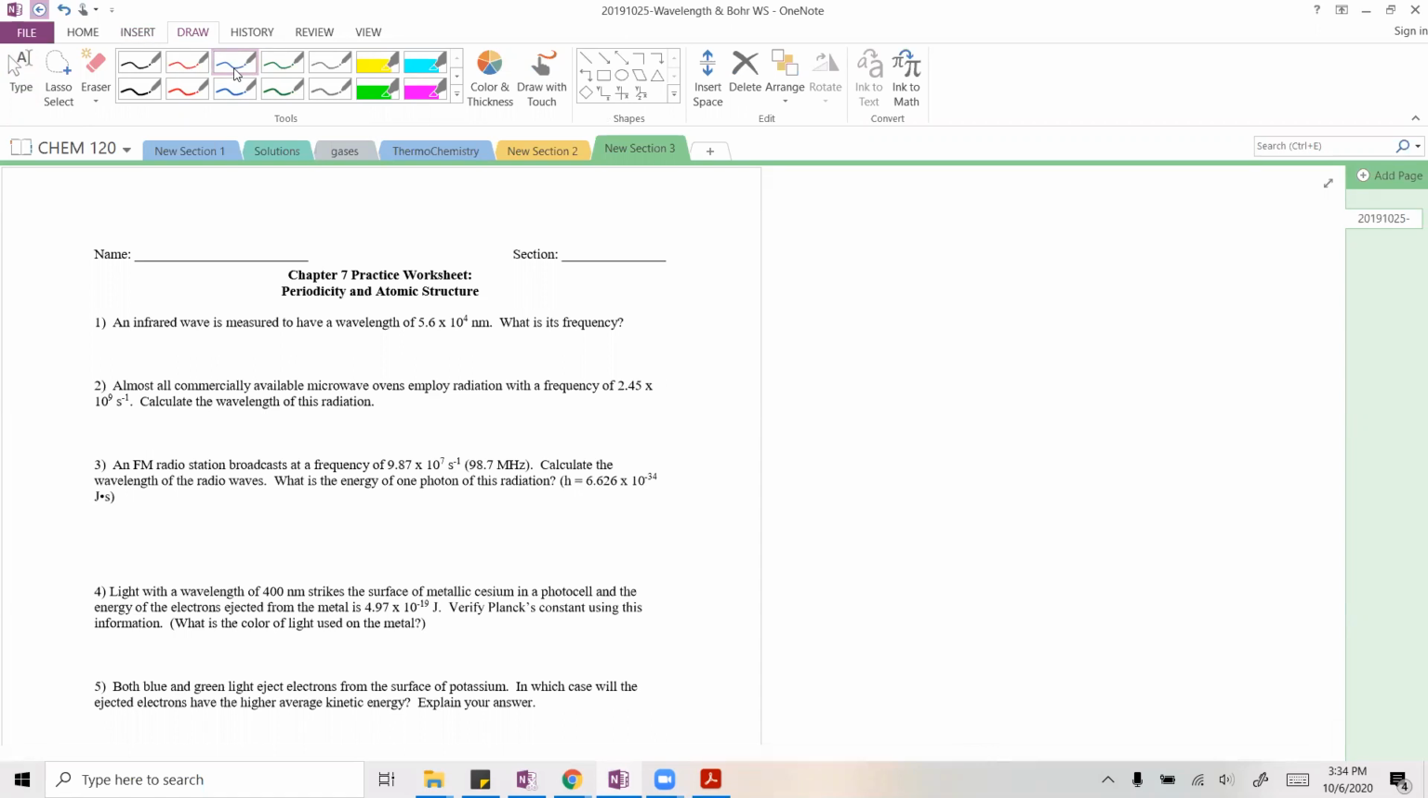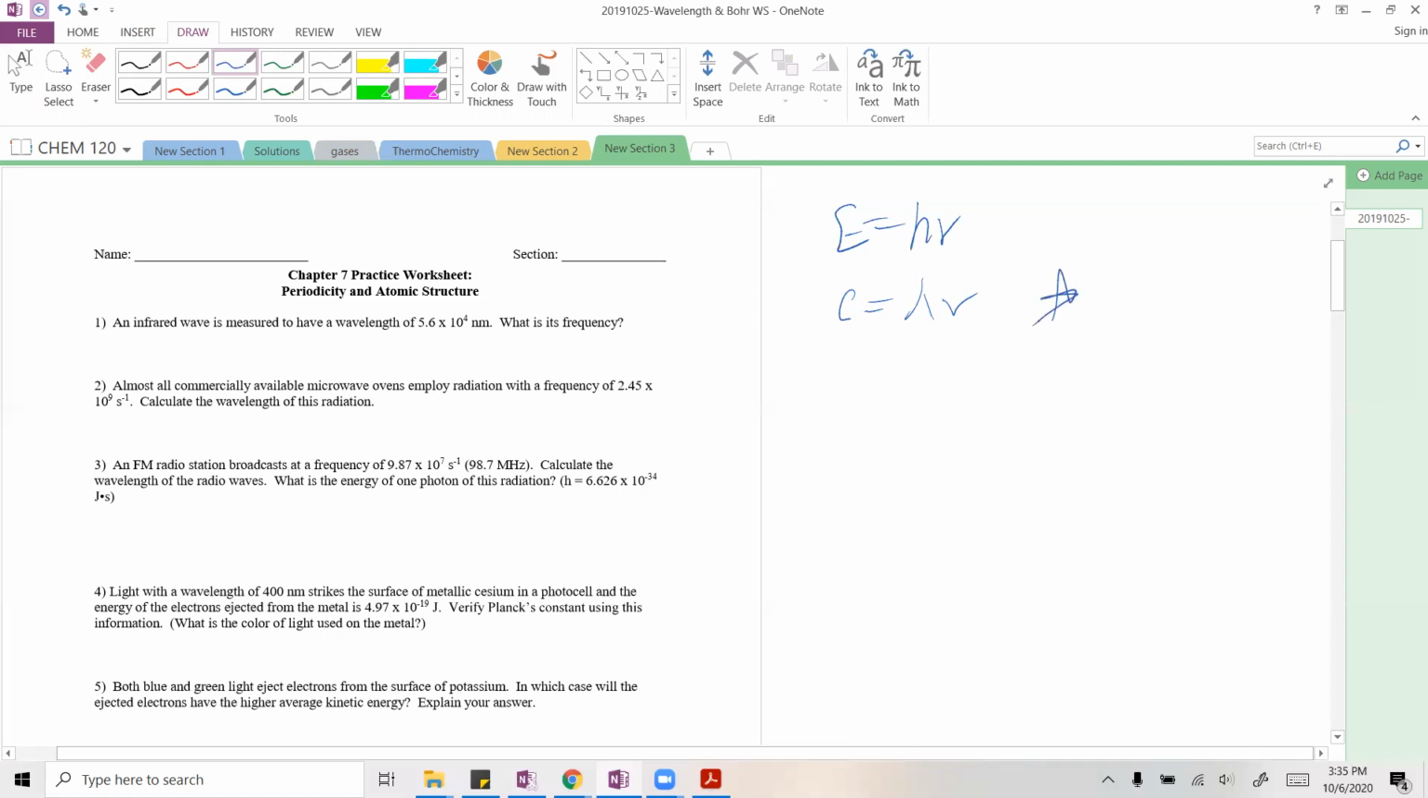is that when we're working with our wavelength, there's two equations. One is that our energy is equal to Planck's constant times v, the frequency, and that the speed of light is related to our wavelength and our frequency. So when it asks us, an infrared wave is measured to have a wavelength of 5.6 times 10 to the 4 nanometers, what is its frequency? What we're looking for is this one.